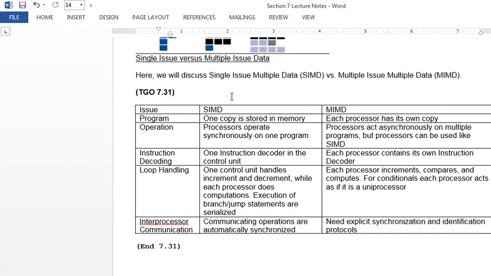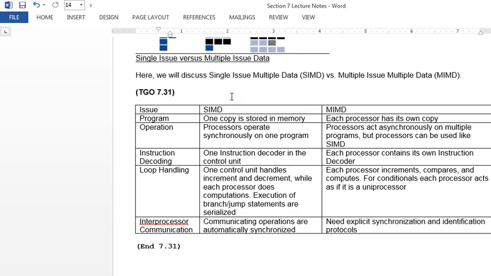So loop handling. Loop handling is where we are talking about branch prediction, right? One control unit handles increment and decrement. Whatever you're going to do, if you're going to do a loop, it's going to be a while loop or a for loop, you have to have some variable in there that you're using to increment and decrement to determine whether or not you want to stay in the loop or not.